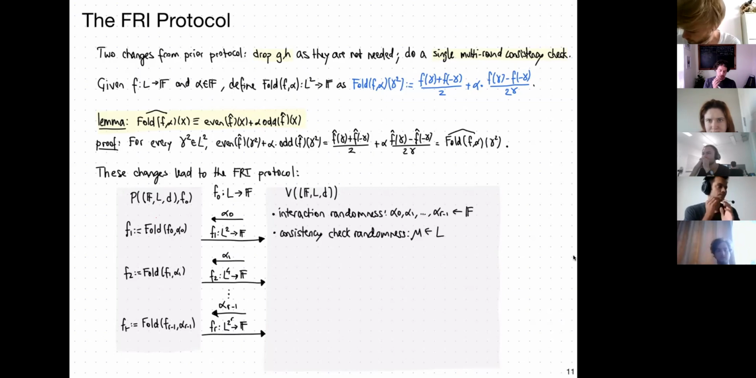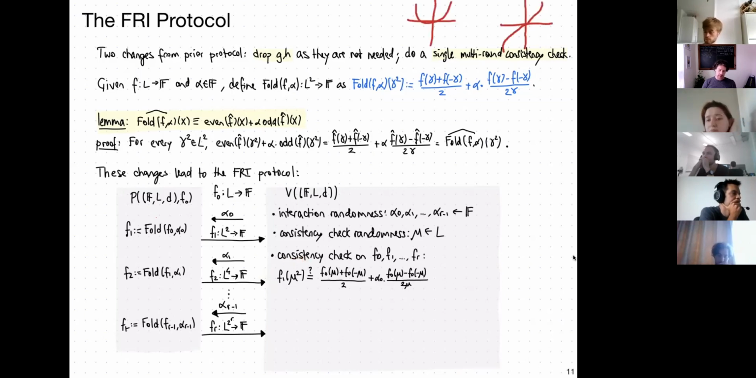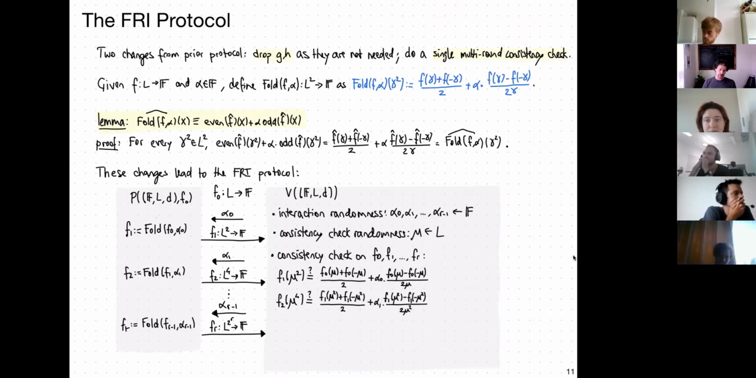So what will we do? We'll try to make a consistency check. Whereas before, in each round, we chose a mu and made a consistency check, now we choose just a single mu, and we'll check it on all of the functions. So how do we do that? We start with the first function, and we're checking, does this folding satisfy the fold formula? This is just how we define the formula. So we check it with respect to mu squared. We took this polynomial, we divided it into two polynomials in mu squared, and then we check their relationship.